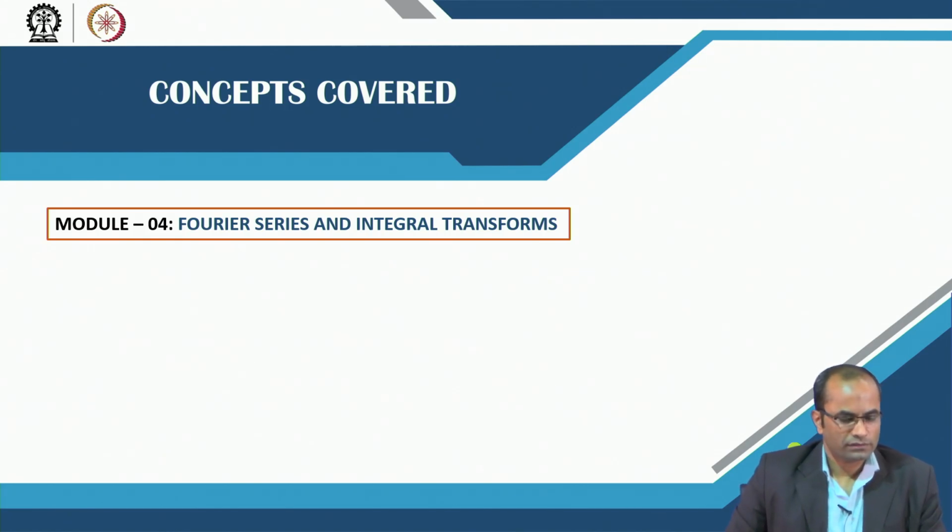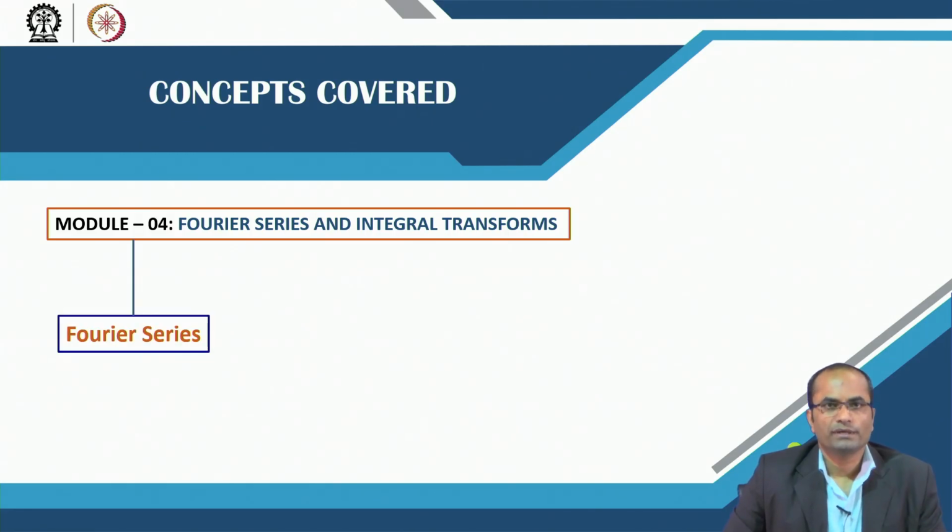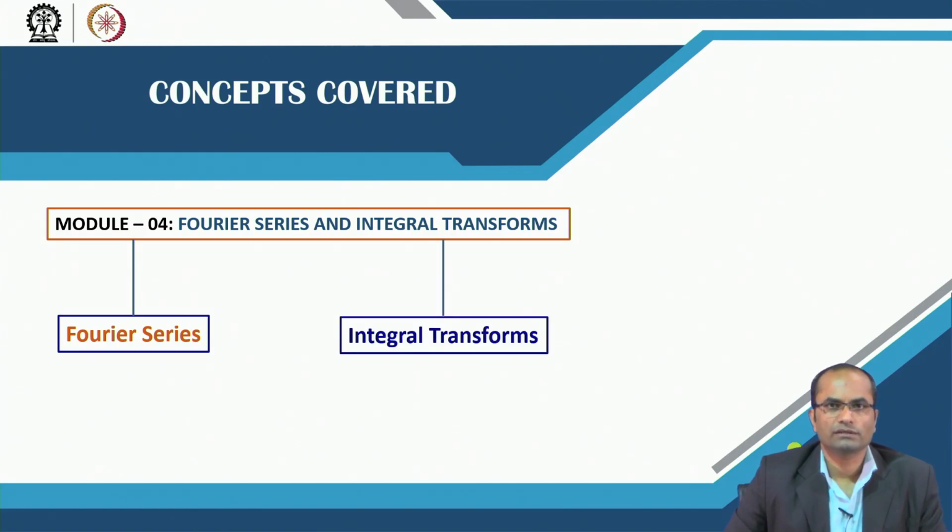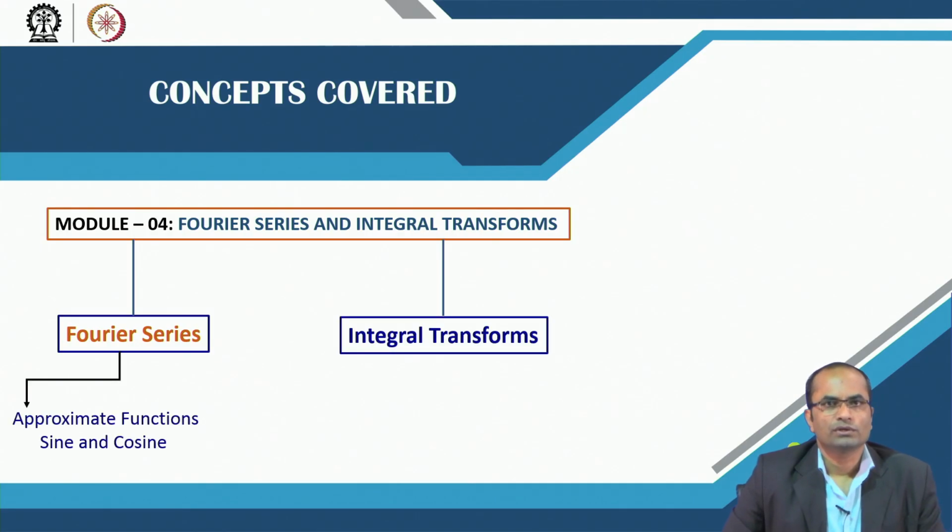So, first let me tell you what we will be covering in this module 4. It is Fourier series and integral transforms, so naturally there will be two different sections. One will be on Fourier series and the other one on integral transforms. Fourier series, in a nutshell, is used to approximate functions using sine and cosine functions, which are simple and also periodic.